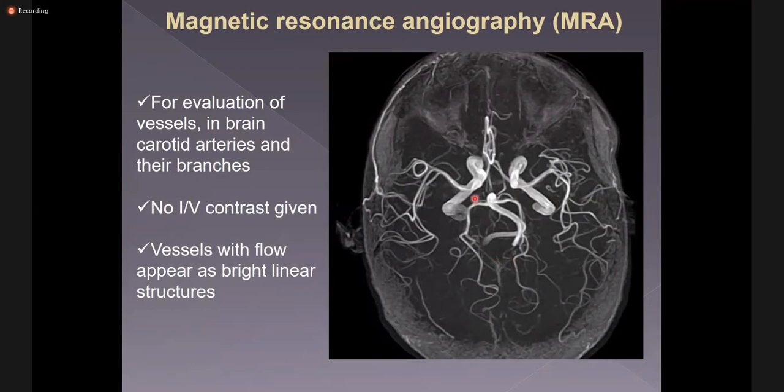So this is basically the posterior circulation, the basilar artery, which divides into the posterior cerebral arteries, and these are the internal carotid arteries, which divide into the anterior cerebral and the middle cerebral artery. So this is the MRA sequence.